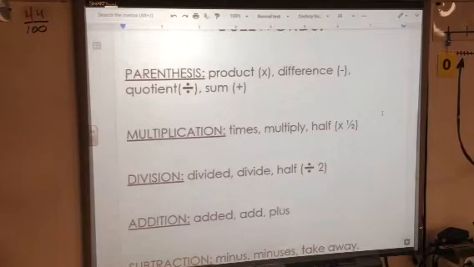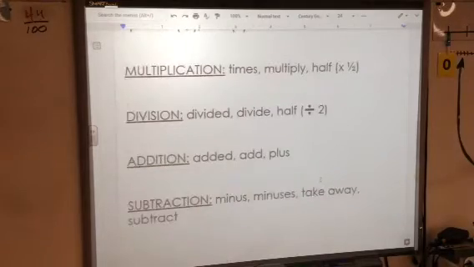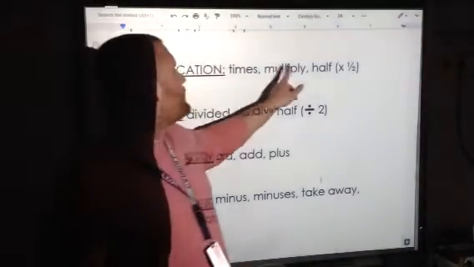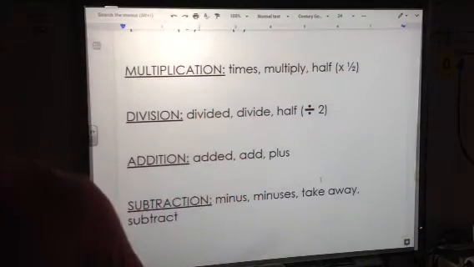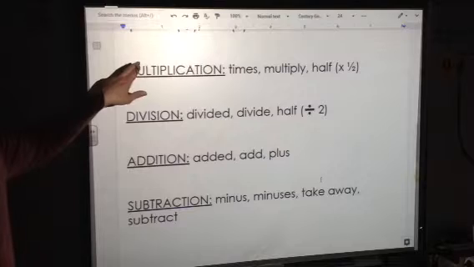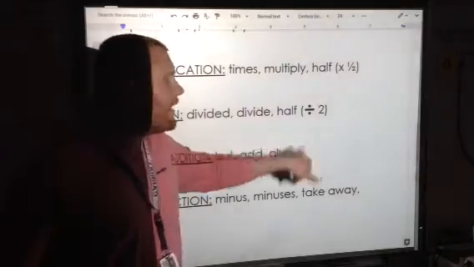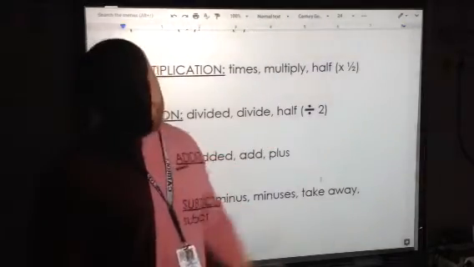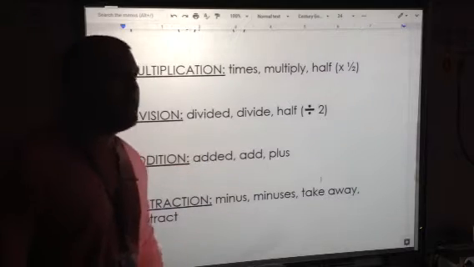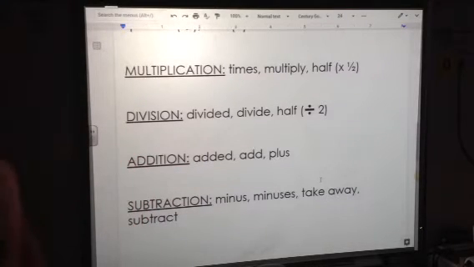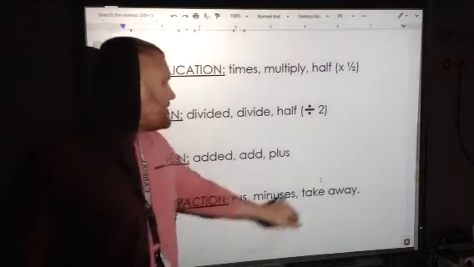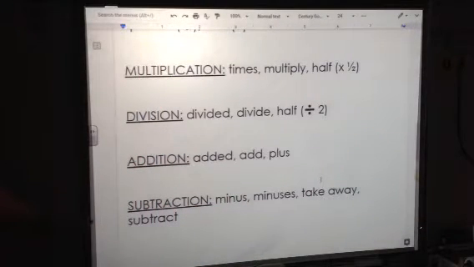Now, the other ones are pretty obvious, but I just want to highlight them. Multiplication, whenever we hear times, multiply, or half of something, we know that we need to multiply. When I hear division, when I hear divided, divide, or half of, we can also, the half here we can divide by 2 as well. But whenever I hear divided and divide, I'm thinking, I got to do division. And then the addition and subtraction are pretty self-explanatory too, but I just want to highlight them. Whenever I hear added, add, or plus, I think addition. Whenever I hear minus, minuses, take away, or subtract, I think of subtraction.